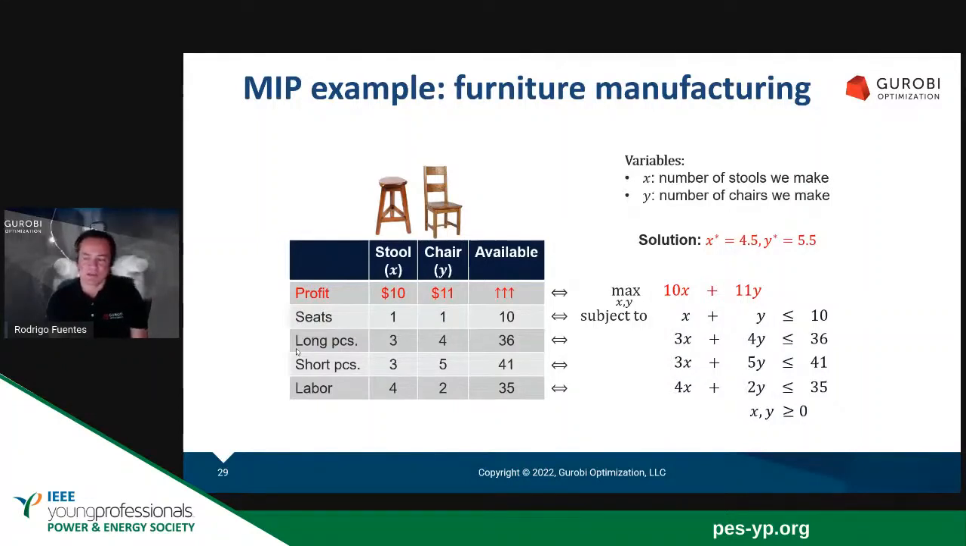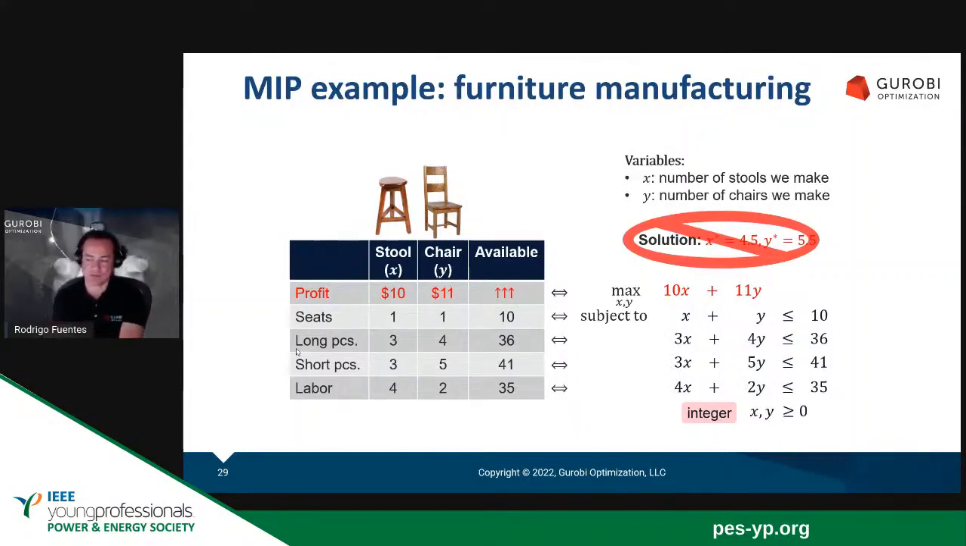Okay, that mathematically might make sense, but in reality, we cannot make 4.5 stools and 5.5 chairs, right? Because we cannot make fractional values of a chair. We cannot make half a chair or half a stool. So this problem is missing a condition, and the condition that is missing is that both x and y have to be integer, right? We have to solve this problem considering that both x and y have to be integer variables.